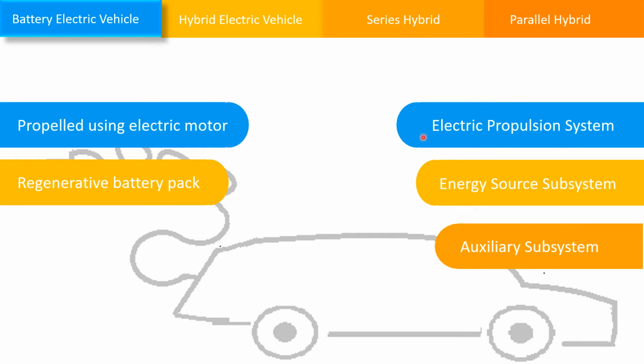The electrical propulsion system involves the driving part of it. The energy source subsystem involves the charger and the battery pack setup, and the auxiliary subsystem involves power steering, air conditioning and other things which are required by a vehicle.